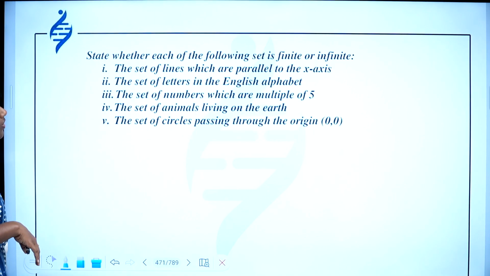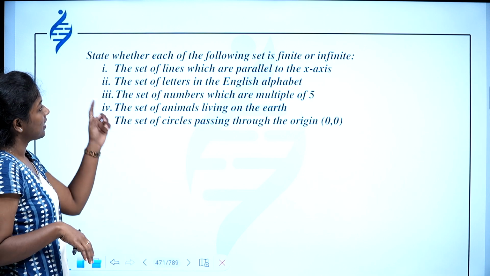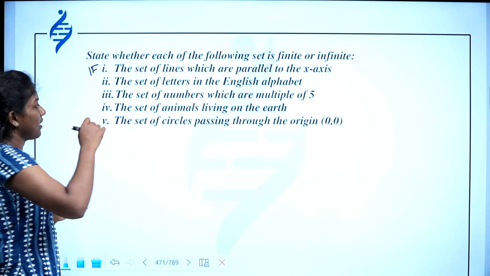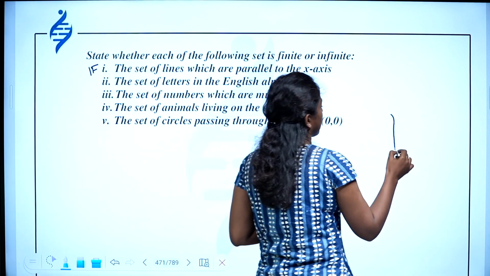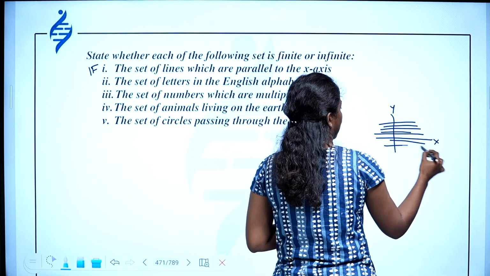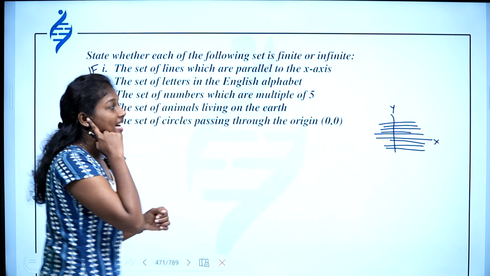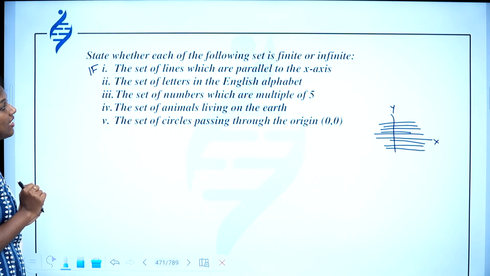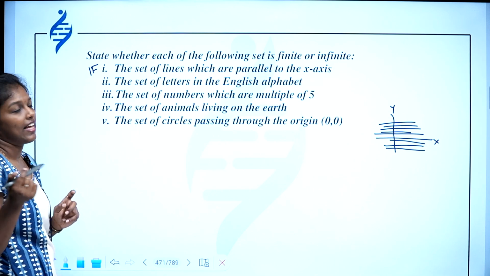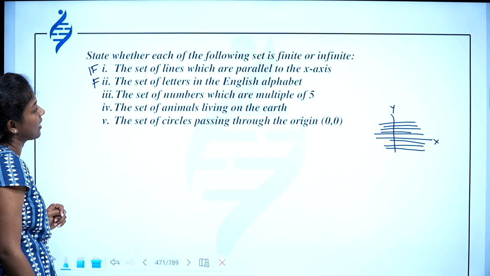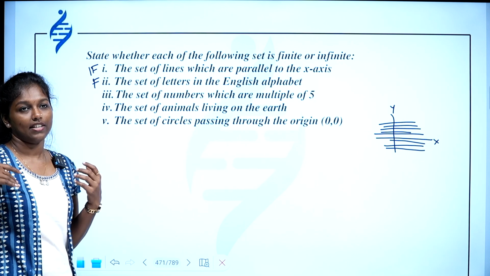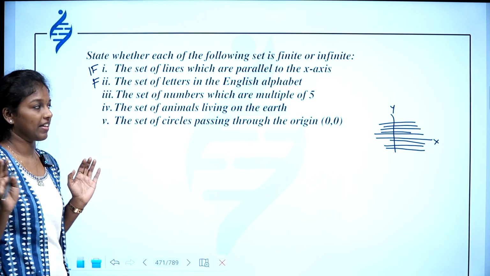Then state whether each of the following sets is finite or infinite. The set of lines which are parallel to the x-axis, this is infinite. Because if you draw our x-axis and y-axis, you can have infinitely many lines parallel to the x-axis. Then the set of letters in the English alphabet, 26 letters are there, and it's finite. Then the set of numbers which are multiples of 5. You can have infinitely many multiples of 5, right?